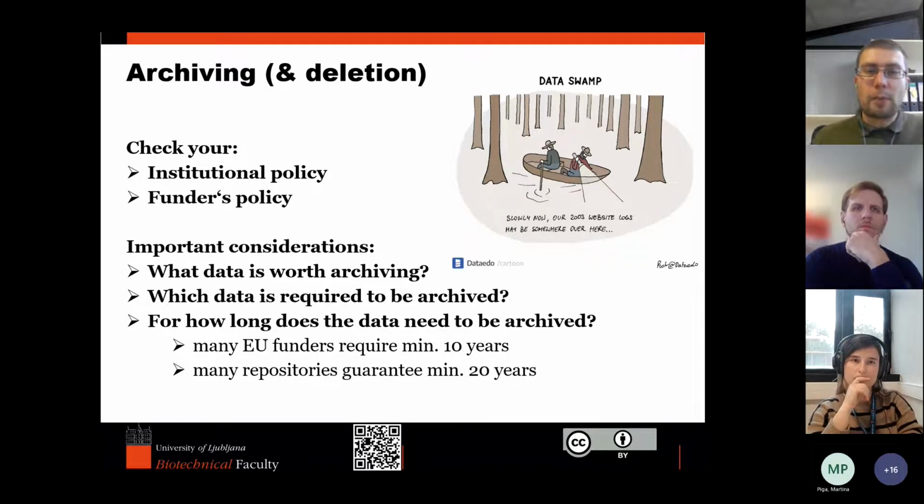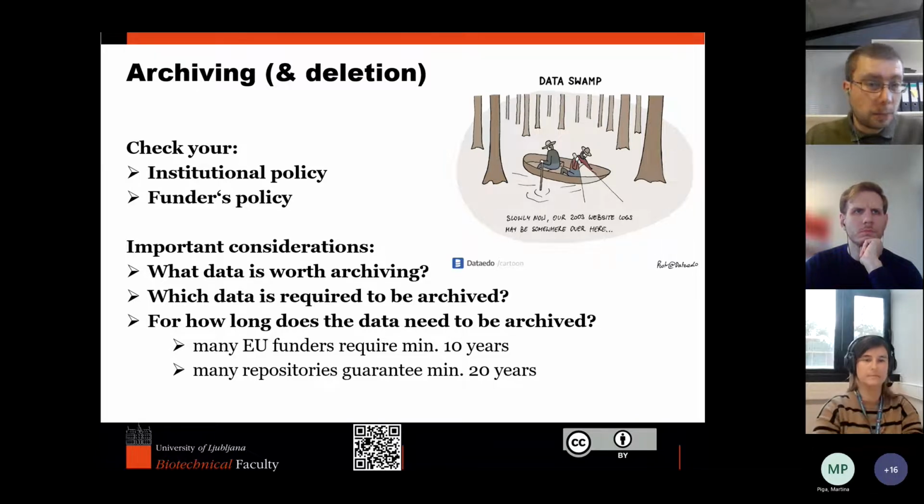Important for this is, of course, what's your legal framework? What kind of requirements apply to you? Maybe your university has a policy in place for how long you're required to archive your data. Many funders do so, like many funders across the European Union require at least 10 years of storage of the created data. Many repositories that we have access to guarantee that all the data uploaded there is going to be maintained and upheld for at least 20 years. So these time periods are also worth considering, and this is something that you would need to check for your particular situation.